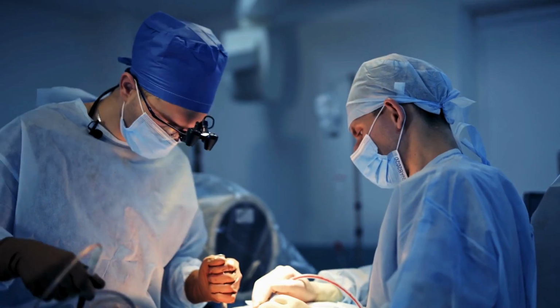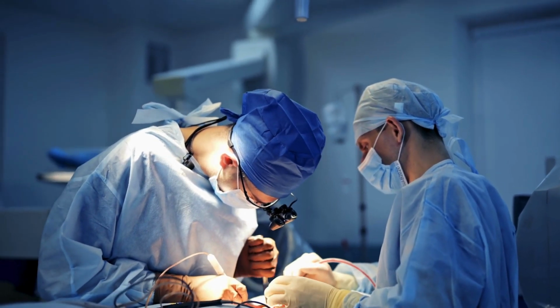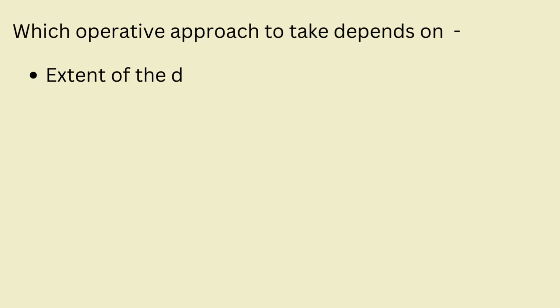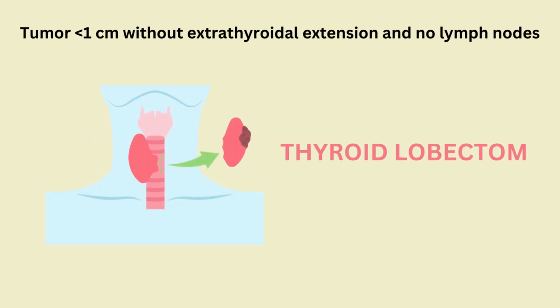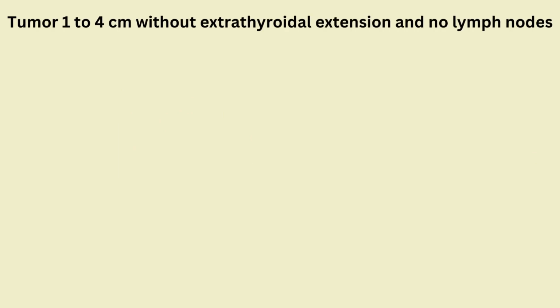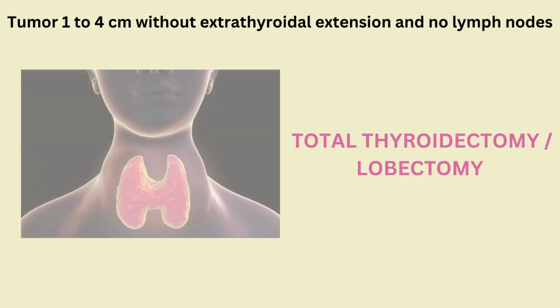Surgery is the primary mode of therapy for patients with differentiated thyroid cancer. But which operative approach to take depends upon the extent of the disease, for example, the primary tumor size, presence of extrathyroidal extension or lymph node mets, the patient's age, and presence of comorbid conditions. For small tumors of size less than 1 cm and no extrathyroidal extension and absent lymph nodes, treatment of choice is lobectomy.